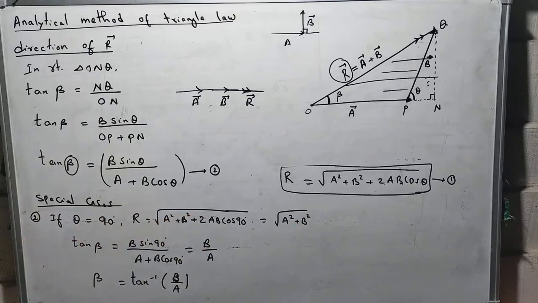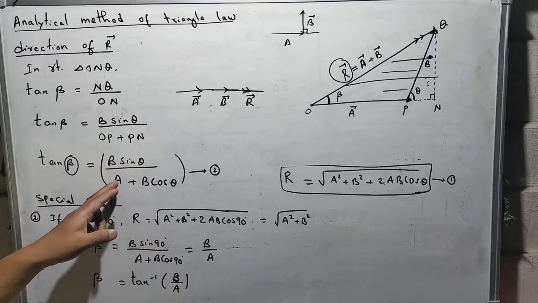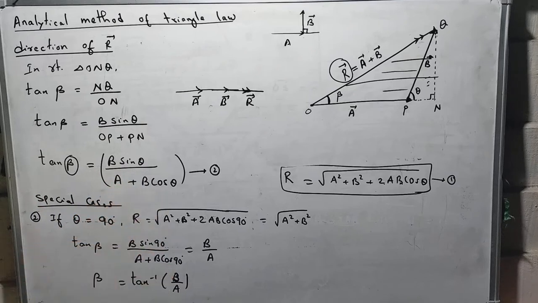What about the direction? The direction is from equation 2, tan beta is equal to B sine, instead of theta we write 90 degree, upon A plus B cos 90 degree. But we know sine 90 is 1, so 1 into B will be equal to B. And cos 90 is 0, 0 into B will be 0, so 0 plus A will be A. So beta will be equal to, taking tan to that side, tan inverse B upon A. So this gives you the direction.